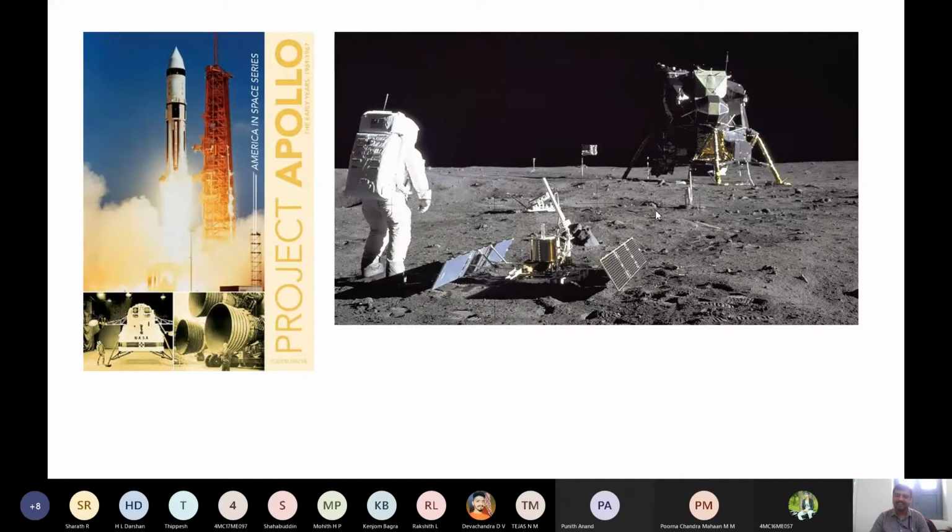In 1969. So in 1969 the USA, that is NASA, launched a space shuttle which carried people to the moon, and Neil Armstrong was one among them. So he landed on the moon. So this was the project. If you consider this as a design problem, the design problem was to send people or astronauts to the moon.